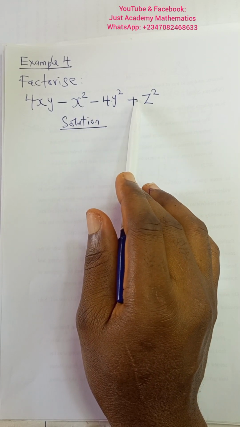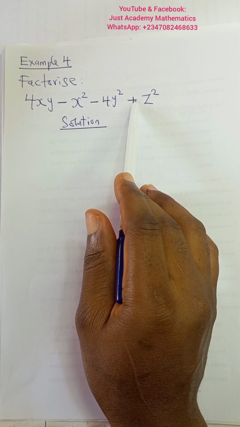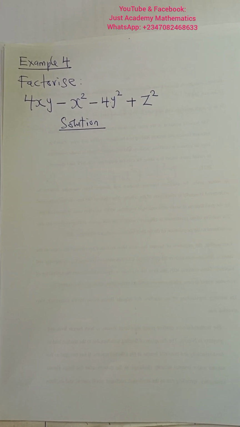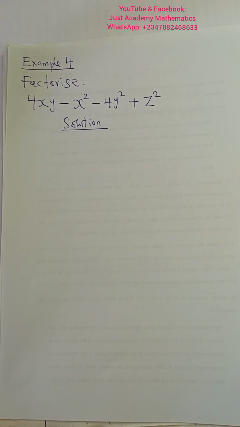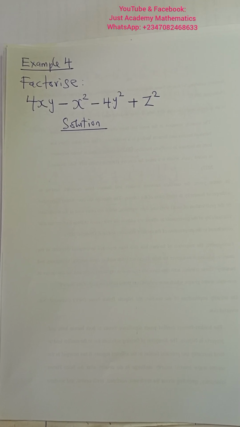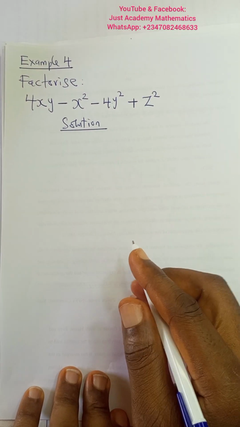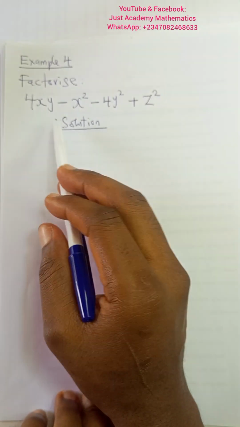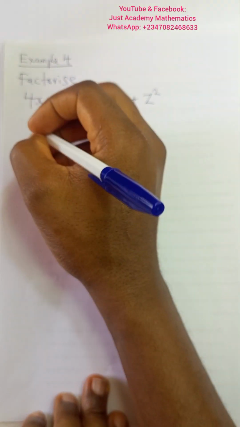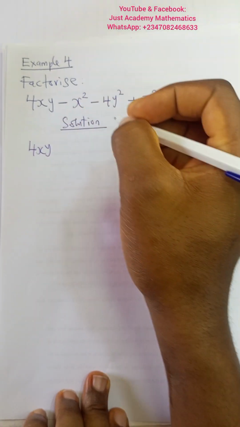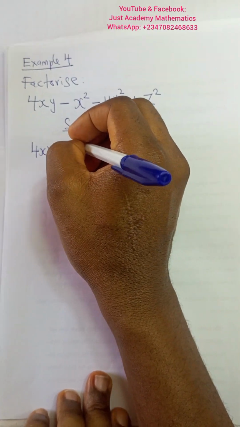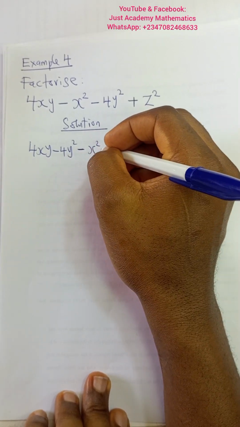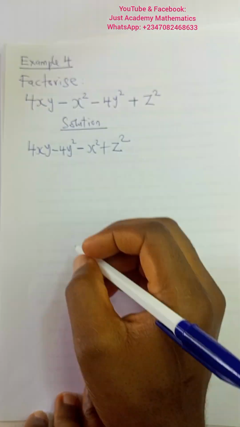Then this and this. I don't know. There is always more than one way anyway. So I have something else in mind. I don't know if this one I just thought of will work. But let's check it. If it's not working, then I'll go back and use what I have in mind anyway. So let's use this and this. That is 4xy minus 4y squared. Then minus x squared plus z squared.